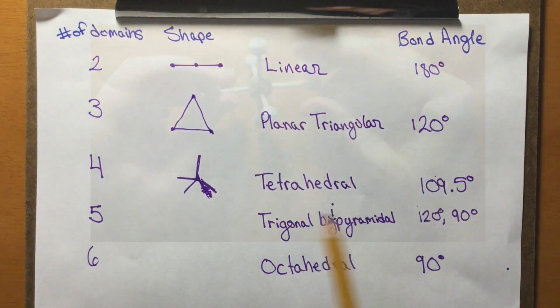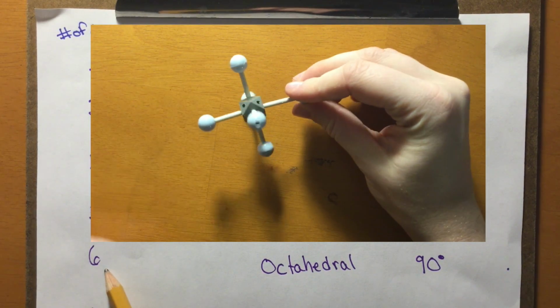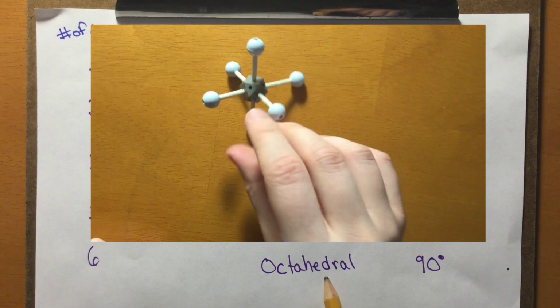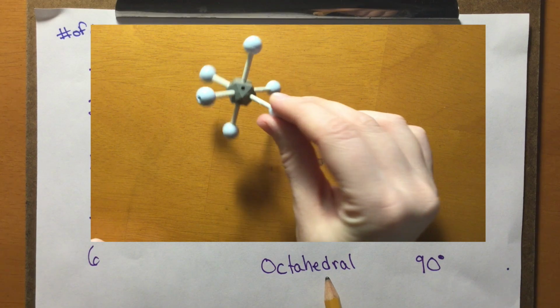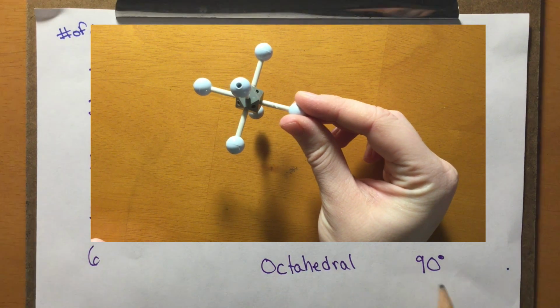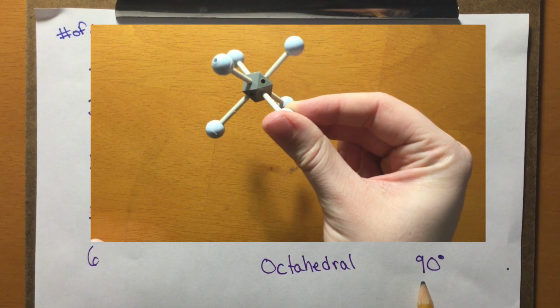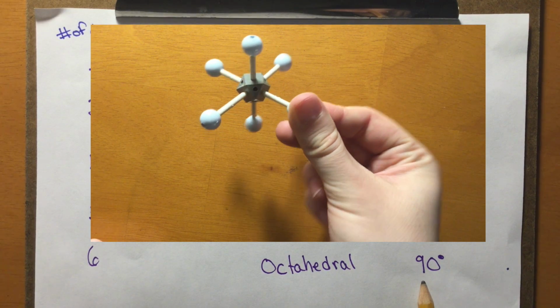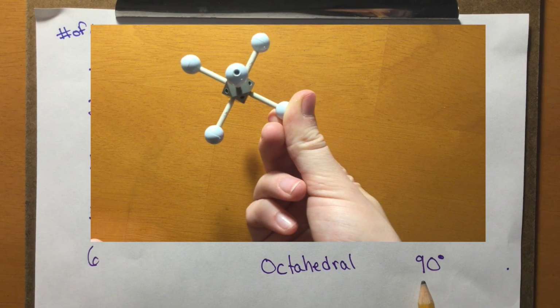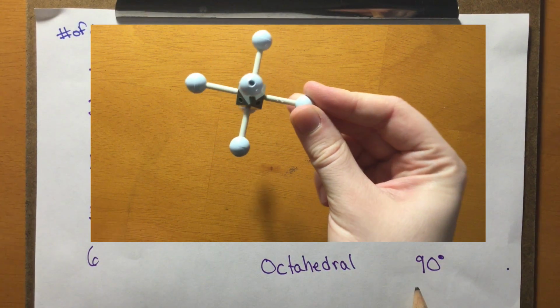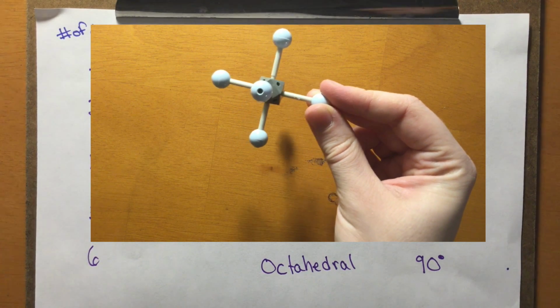Our last shape has 6 electron domains, and this is called an octahedral shape. All of these angles are going to be at 90 degrees. You'll have 4 kind of going around the center or the equator of the shape, and then 2 sticking out just like we had antenna in the trigonal bipyramid.